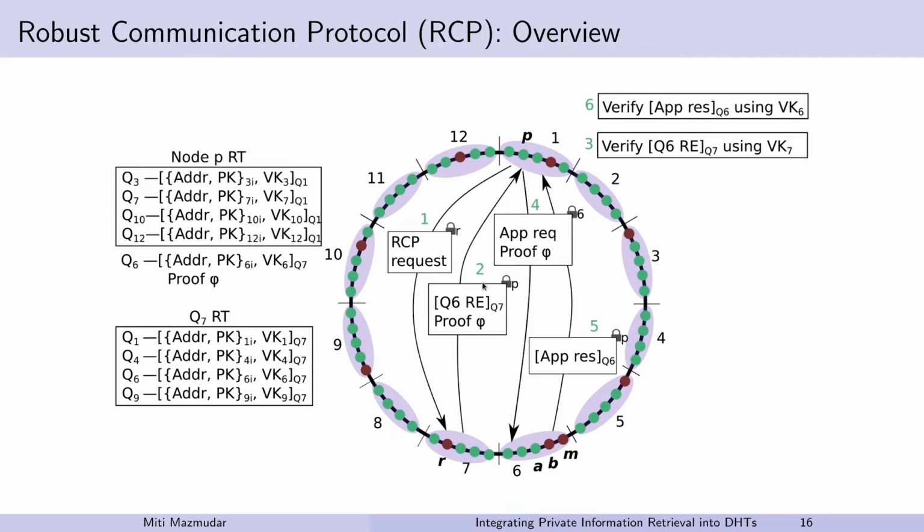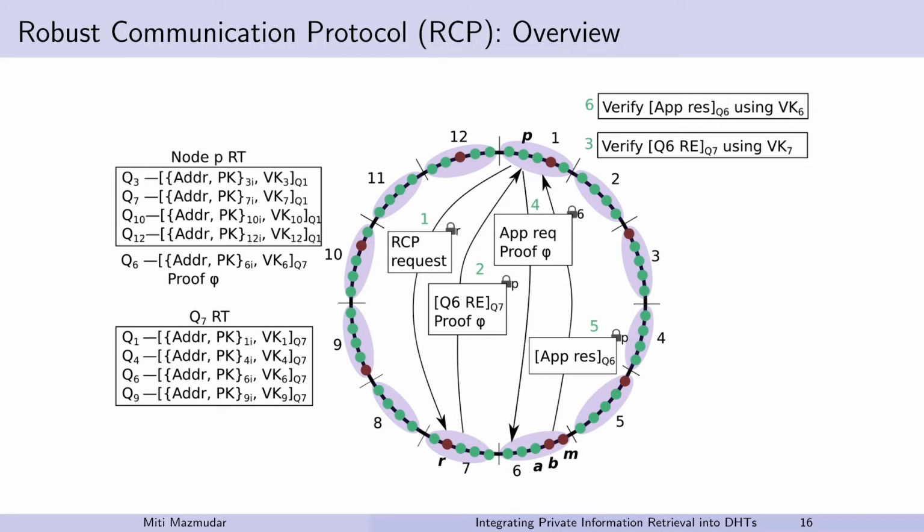In step 3, node P can verify the routing entries for quorum 6's nodes using quorum 7's verification key from its own routing table. So the earlier attack does not work, given Byzantine nodes such as node R in quorum 7 cannot convince enough honest nodes in its own quorum to construct a valid threshold signature over fake routing entries.